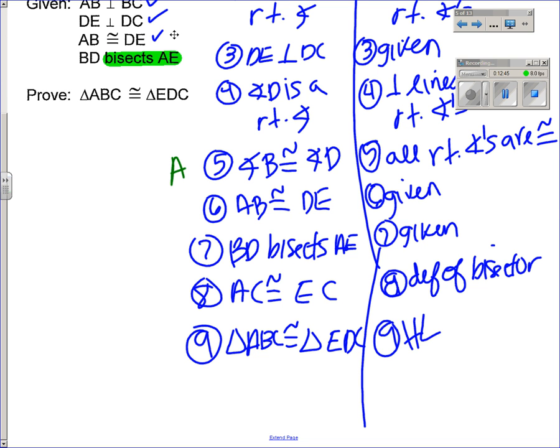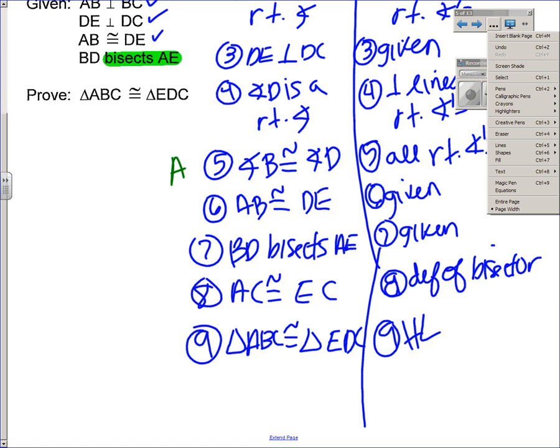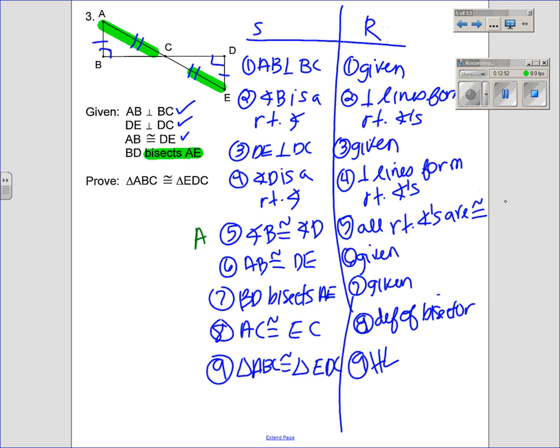Can't see the picture. Let me see if I can get a way to see the picture. Entire page. There we go. Okay. So we had perpendicular lines which form right angles. All right angles are congruent. Then we had some given stuff. So it turns out that this right here, this given was a complete side. And with that bisecting thing, we found out another complete side. And I've got two sides and an angle, but it's in a right triangle, so it's HL. I think there's one more to go.